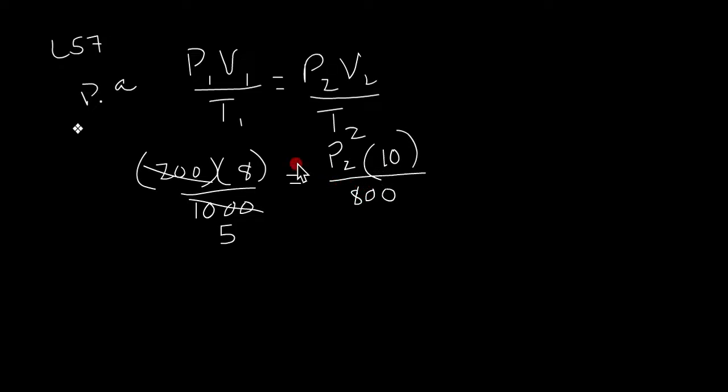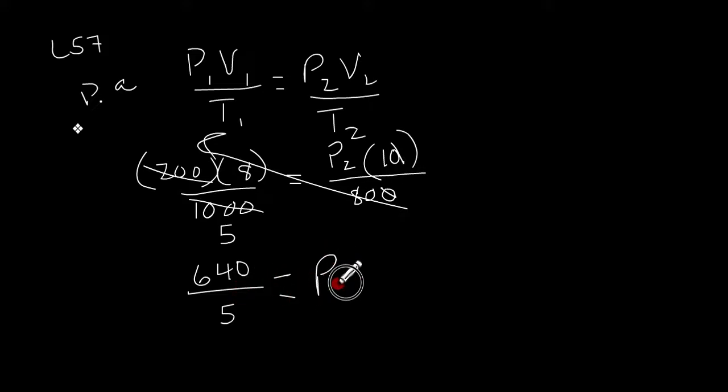Let me get my calculator. So I think I took this 0 out too. And that just kind of makes it fairly simple. So we're going to get 80 times 8. So we get 640 over, so I just cross multiplied that way, 640 over 5. And we get that the pressure is going to be 128 newtons per meter squared.